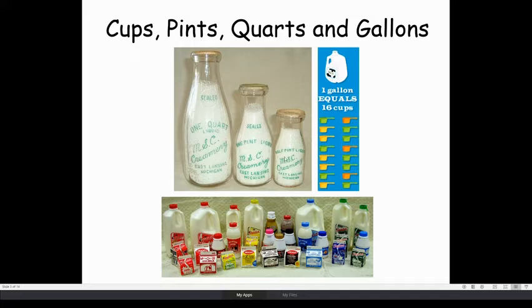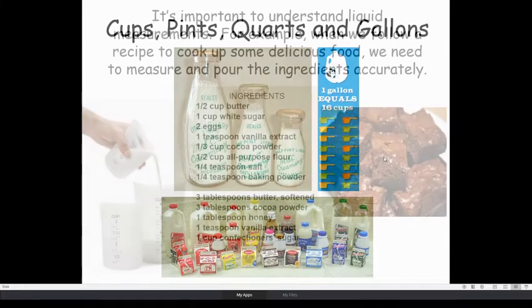And you can kind of see some pictures here. This is old school creamery containers, and here's all the different sizes of milk. We got some cups. We got some pints in here. We got some quarts right up here, and gallons. All right, we're going to take a little bit closer look at this.